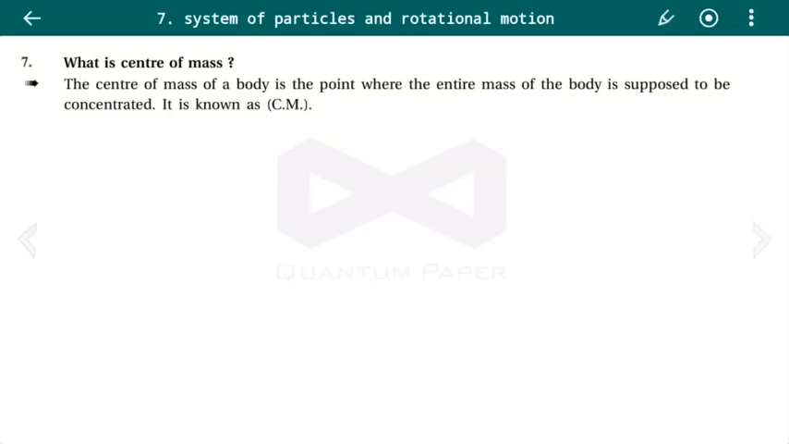That means generally students are confused with the word mass and they think that it is mass, but center of mass, it is not the mass, but it is the point where the total body's mass is concentrated.